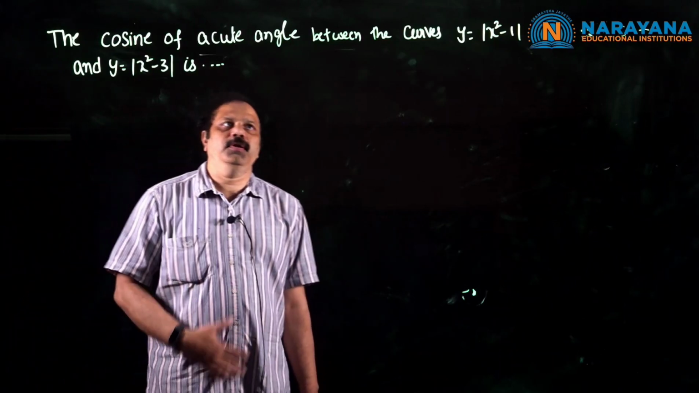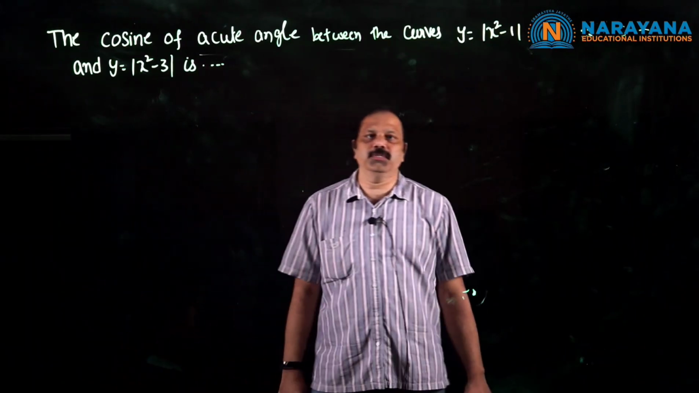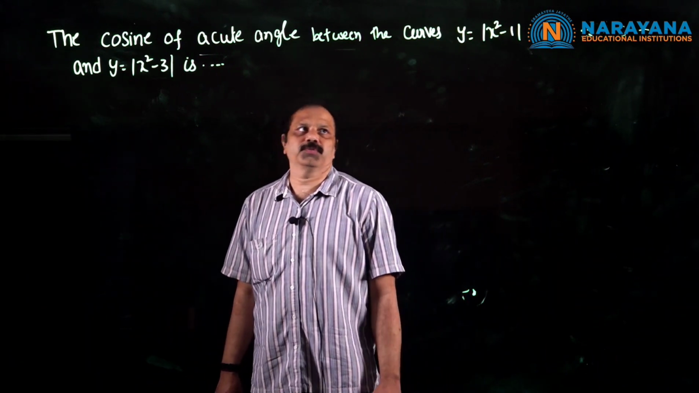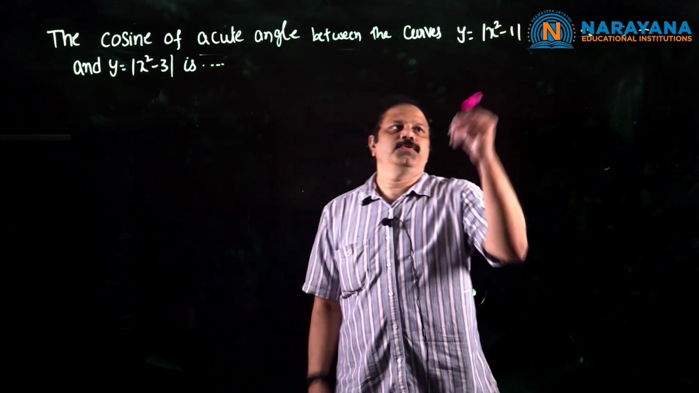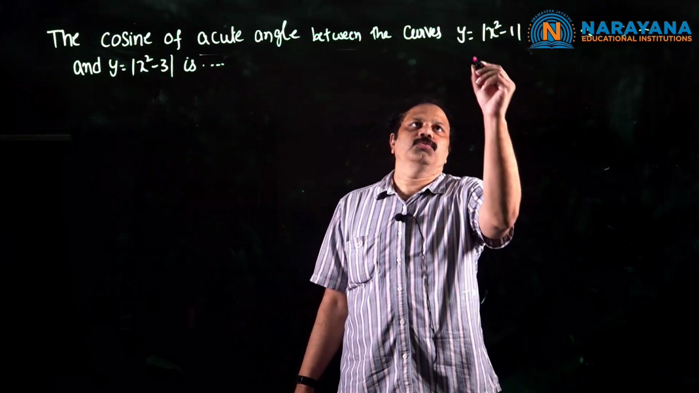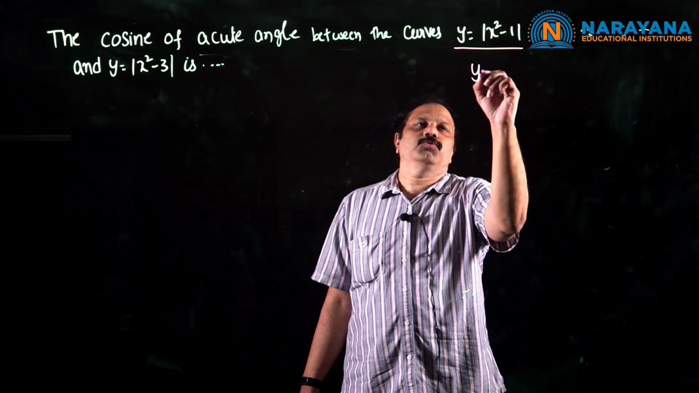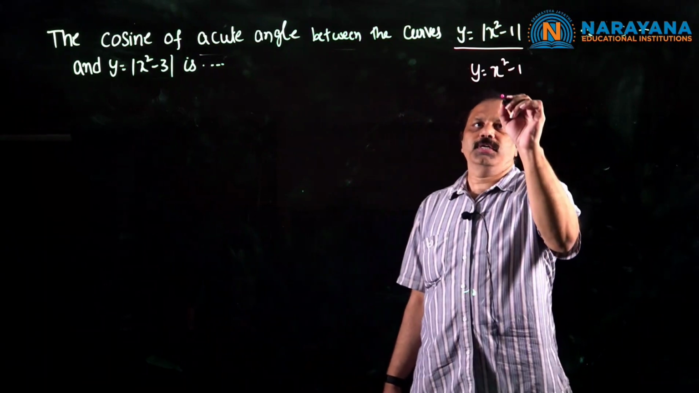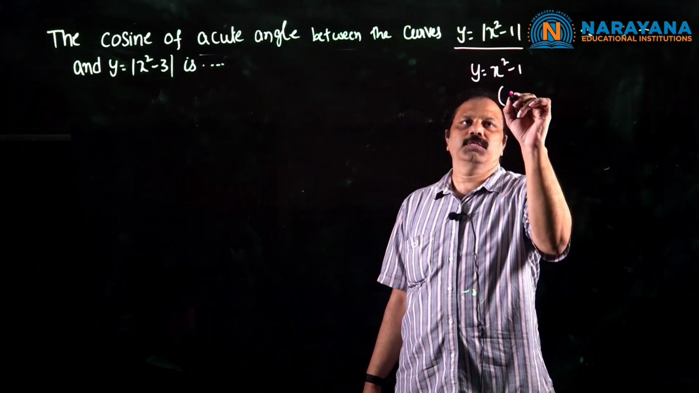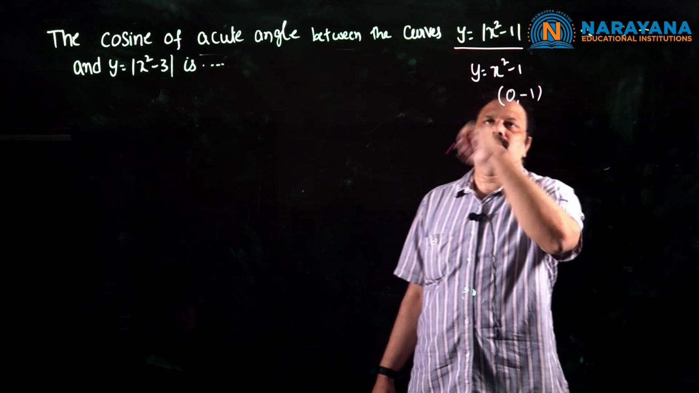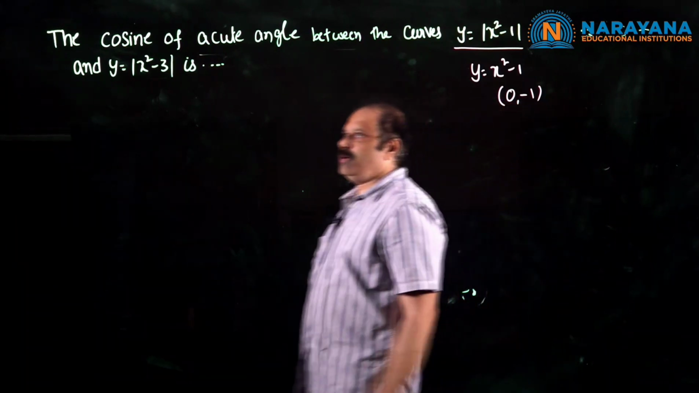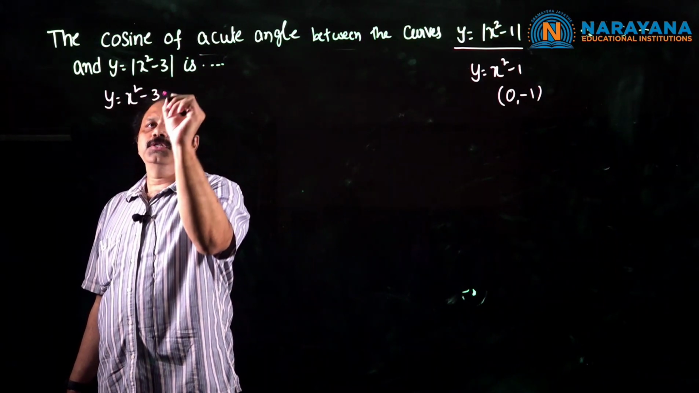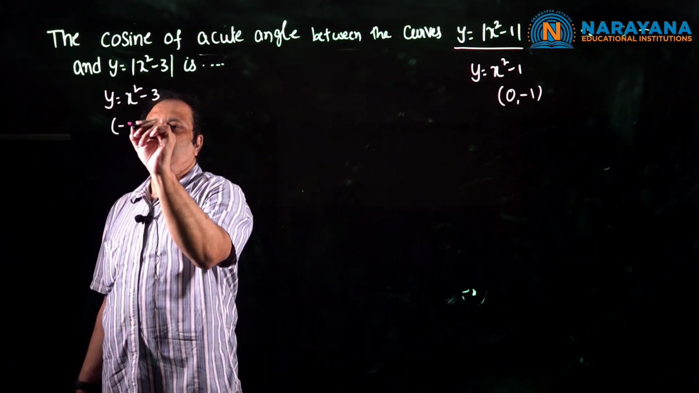The cosine of the acute angle between the curves y equals modulus of x squared minus 1 and y equals modulus of x squared minus 3. If you see here, y equals x squared minus 1 is an upward parabola whose vertex is at (0, -1). And y equals x squared minus 3 is also an upward parabola whose vertex is at (0, -3).